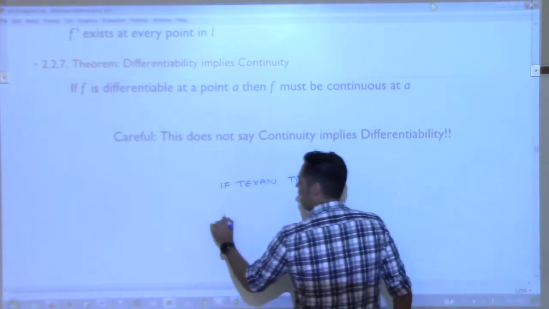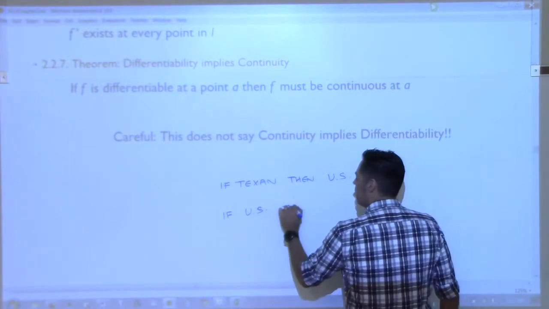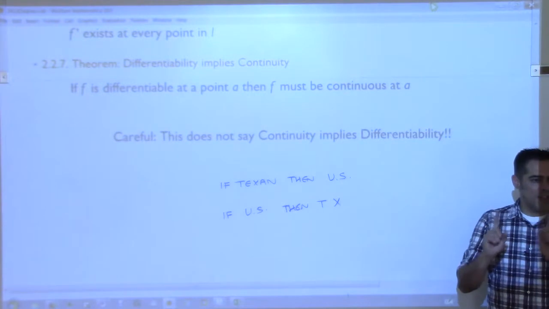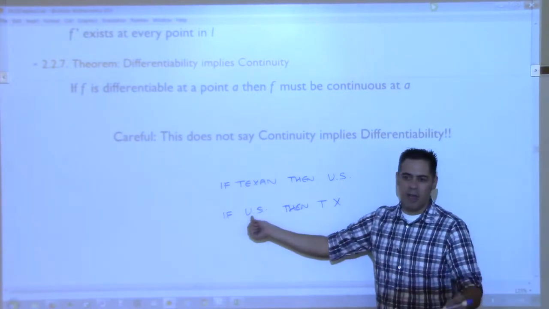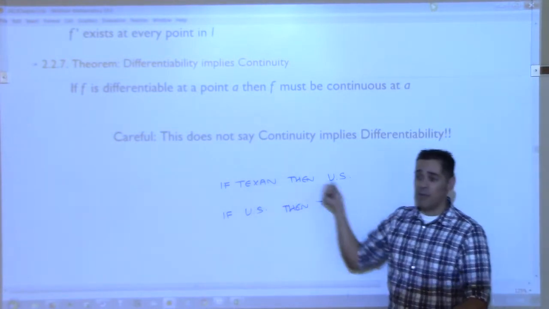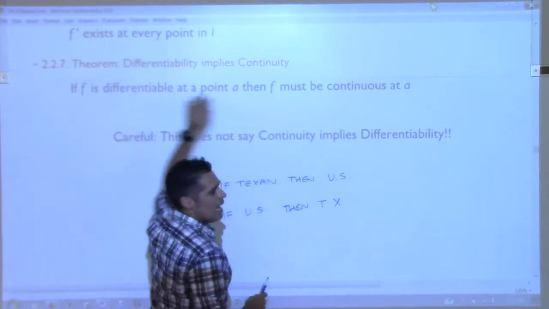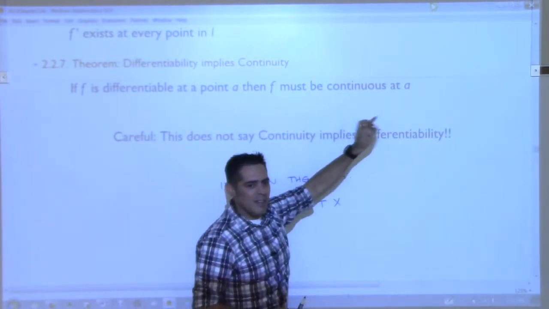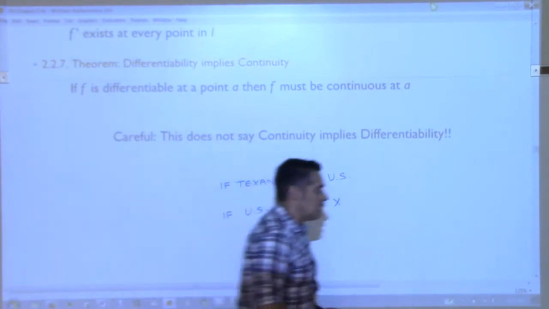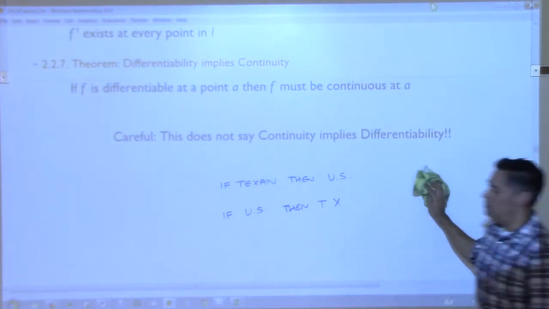Can you flip that over? Can you change the order of that? If you're from the U.S., if you're within the U.S. boundary, then can you say that you are in Texas? No, right? So the order in which we state things matters. You could be in California. You're in the U.S. That doesn't mean you're in Texas. But if you're in Texas, you have to be in the U.S. This is saying if you're differentiable, you have to be continuous. This does not mean that if you're continuous, you have to be differentiable. I'm going to give you an example right now of some functions that are continuous that are not differentiable.